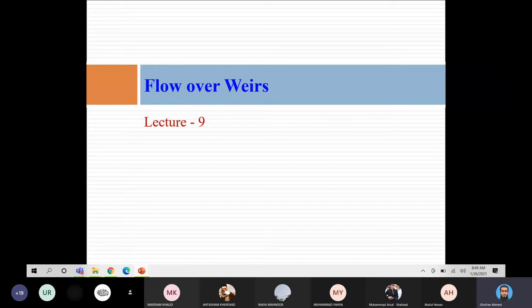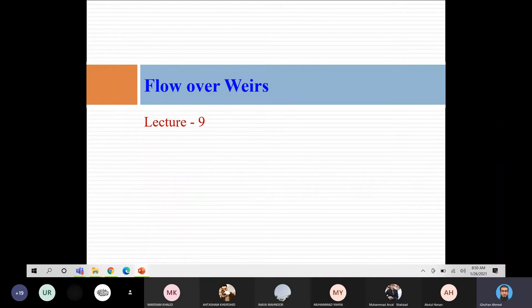A notch is particularly made on a small scale, for example in a laboratory channel, an open flume. In order to measure the discharge, a notch is installed at the end of the channel. Whereas if you talk about weirs, the purpose is the same, to measure the discharge, and the function is to raise the water level in an open channel. However, the weir is usually constructed on a large scale.